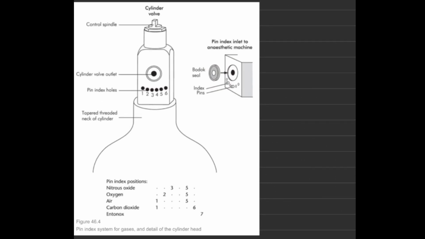Then we have air, oxygen, nitrous oxide: 1,5, 2,5, 3,5. Carbon dioxide is 1,6, and NOx is 1,7.